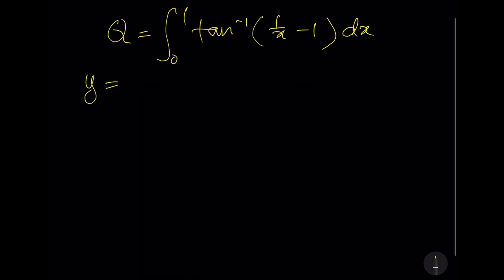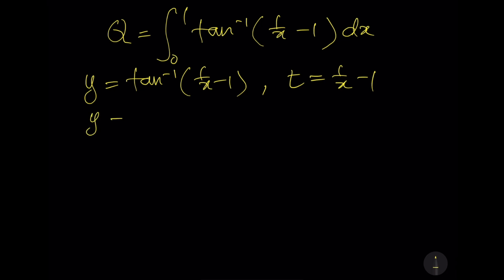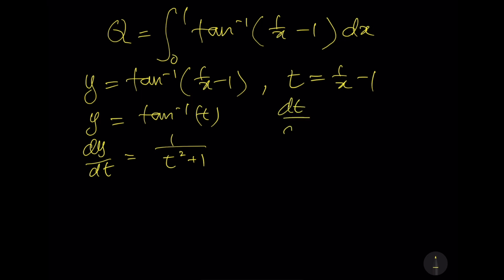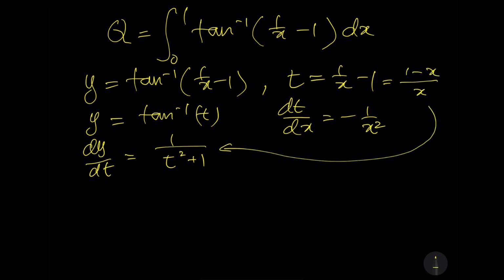First, define y equals inverse tangent of 1 over x minus 1, and then t is 1 over x minus 1. Therefore, y equals inverse tangent t, and dy over dt is 1 over t squared plus 1. Meanwhile, dt over dx equals negative 1 over x squared, and we can write t equals 1 minus x, and then divide by x. Put this into dy/dt.